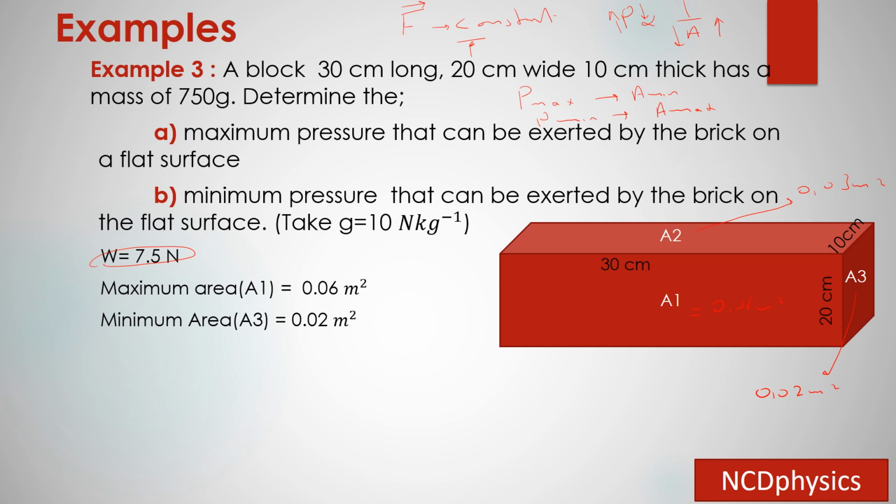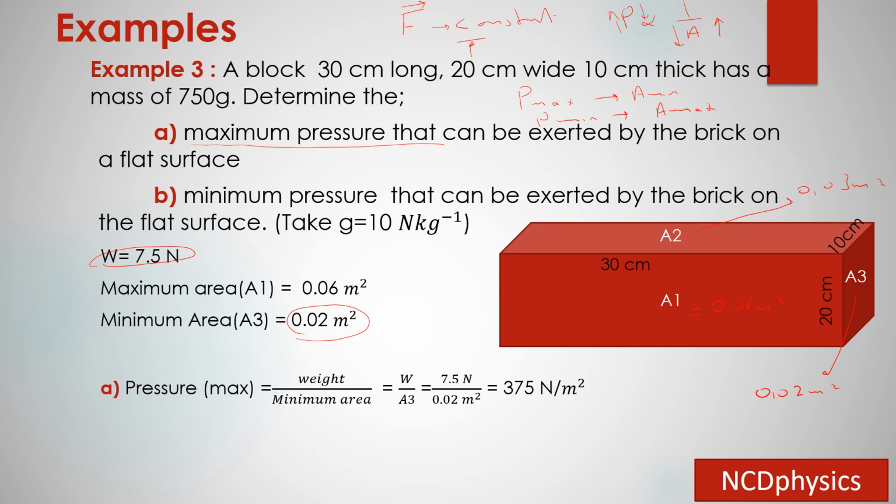So let's see question number one, question A. Maximum pressure produced. If we want maximum pressure, then we have to take the minimum area. Okay? Then let's go and write. Maximum pressure is equal to the weight of the object, the weight of the brick or block, over the minimum area. Minimum area is A3, which is 0.02, and the weight of the object doesn't change, which is constant.